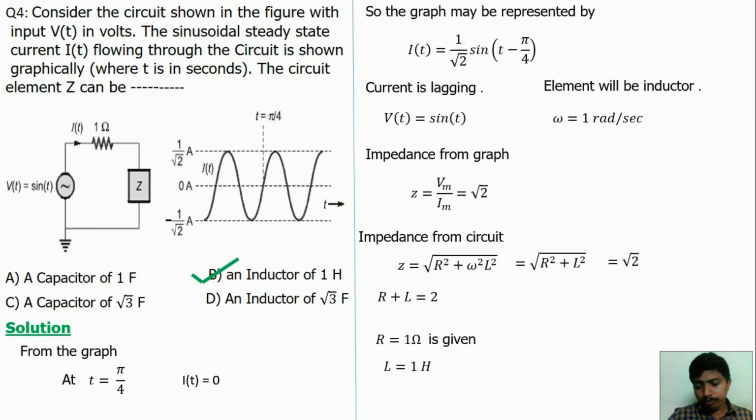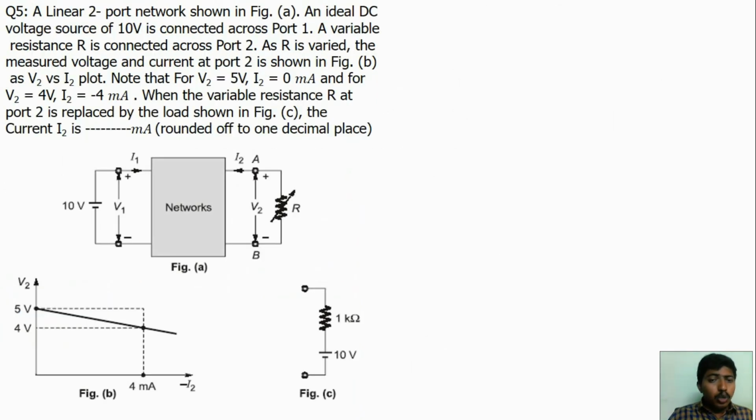Okay, good. Next, final questions. A two-port network is given. Already we discussed two-port concepts, just refer to that video. Okay. So the objective of the question is, from the two-port network, here V2 I2 relations are given. When the load is replaced by the circuit in figure B, what is the value of I2?